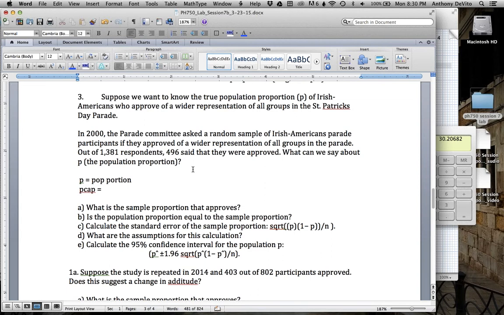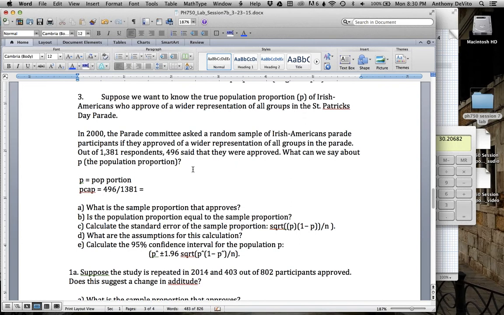Okay, and p cap is equal to, what is p cap equal to? Is it 496 over 1,000? Exactly right. Okay, and it meets our minimum criteria for sample size. Each group, one group is 496. The other group, people that didn't approve, were 496 subtracted from 1381. So both of those are more than 15, way more than 15.